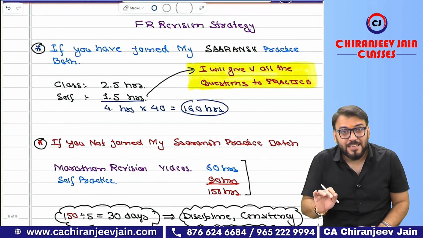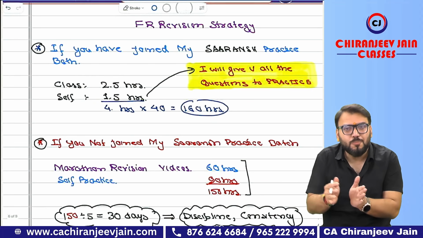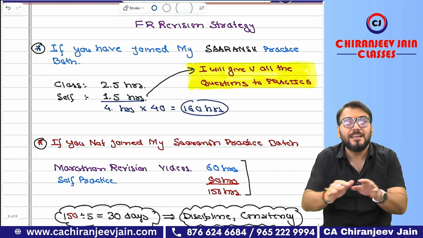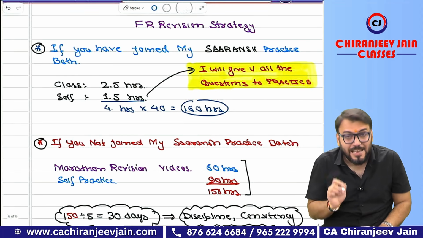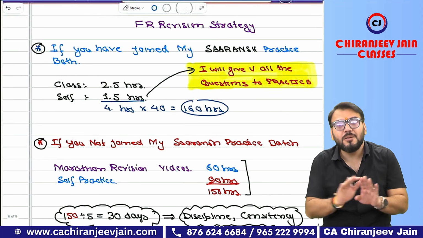to 8 p.m. daily. Means in 40 or 45 days, with 2.5 hours daily, it is minimum 100, maximum 120 hours. I'll complete the entire revision. So every day you need to come live on YouTube for 2.5 hours. Can I say, with me, your revision will be completed.